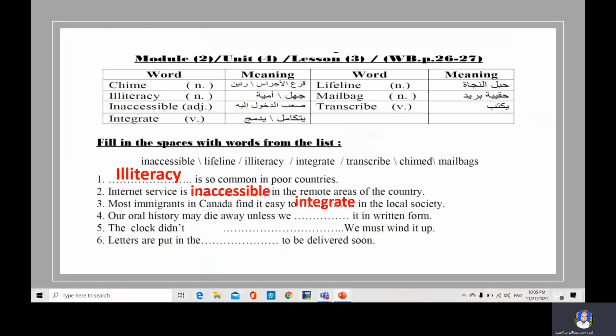Number 5, the clock didn't blank. We must wind it up. What does the clock do? The clock chimes. So the clock didn't chime, without the D. We have to delete the D. And I missed number 4.